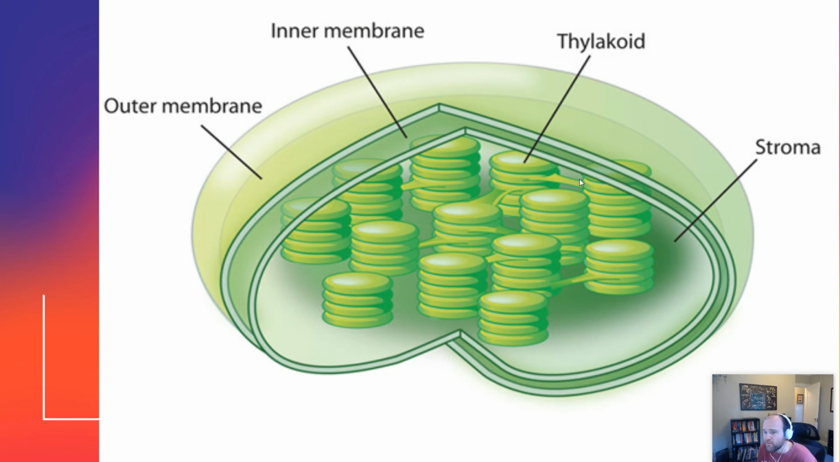Inside of those two membranes is a cytosol-like fluid called the stroma. And then there's these big stacks of discs. Those individual discs are called thylakoids. The stacks of thylakoids are called grana. And these thylakoids are where the light reactions of photosynthesis are going to take place. So they're full of chlorophyll pigments, which are going to absorb that light and oxidize that water.